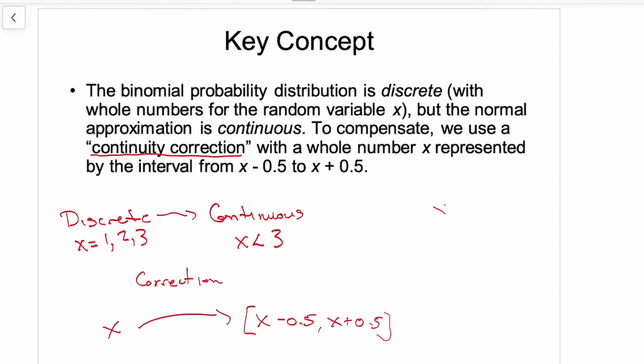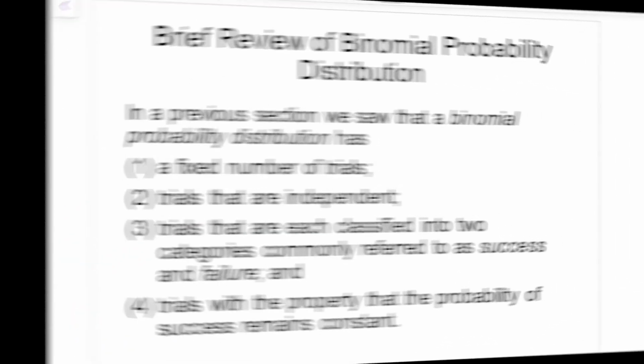So for example, if a discrete random variable has an output of 3, the continuity correction would give us a range of 2.5 to 3.5, minus a half and plus a half from those values. And we'll see how this works in practice later on.